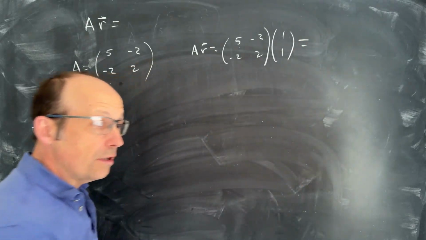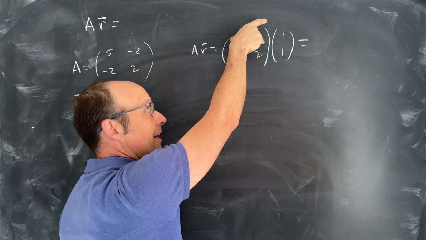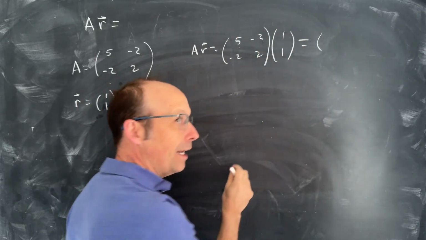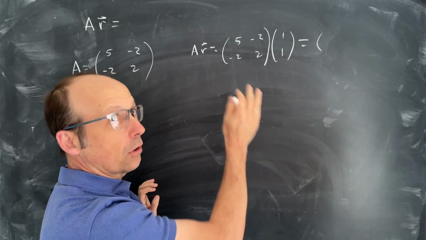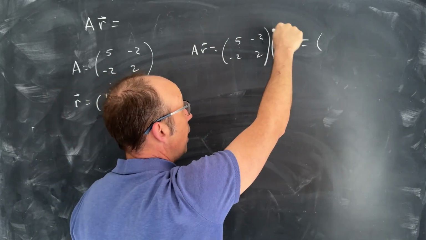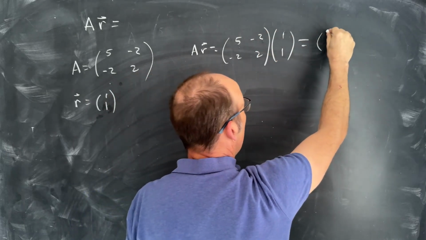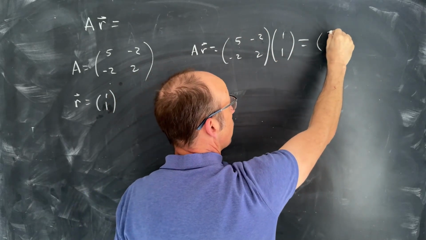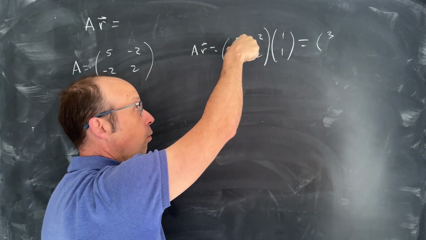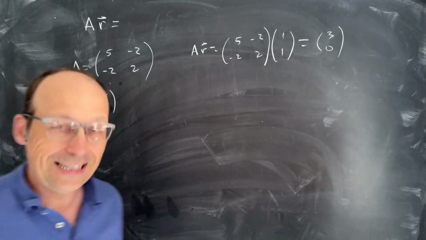To do this calculation, I'm going to take this vector and essentially dot it into that vector, treat that as a vector. So that's going to be my first element. It would technically be a row vector. I always write them as columns because I don't care. But here I'm going to get 5 times 1 plus -2 times 1, and that's going to be equal to 5 minus 2, or 3. Now I do the same thing over here. I get -2 times 1 plus 2 times 1, which is 0. So there I did it, and that's not the eigenvalue problem.